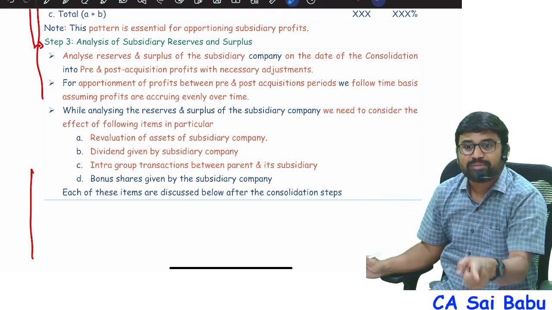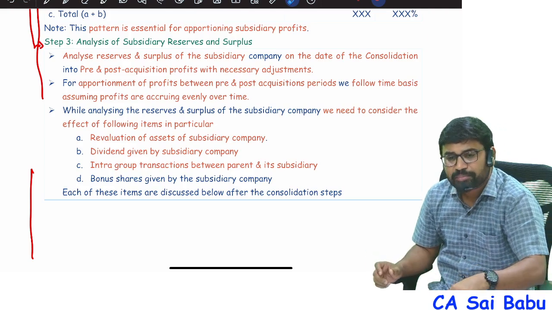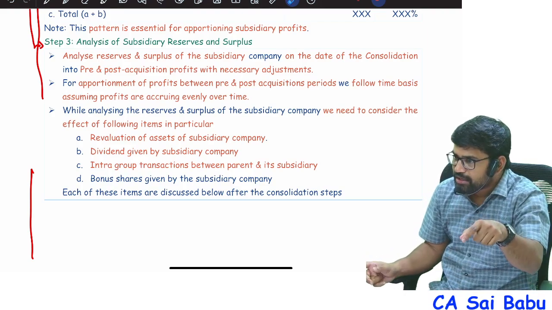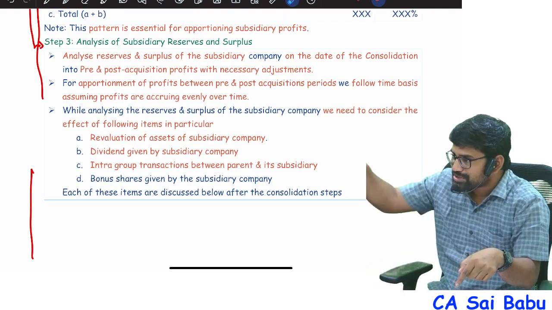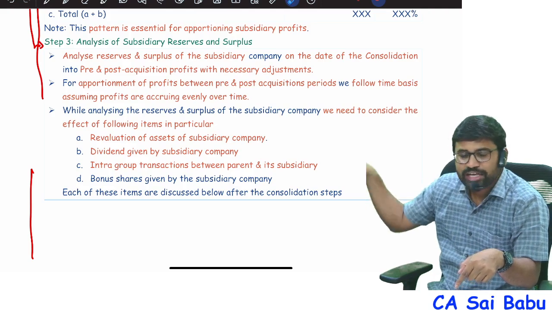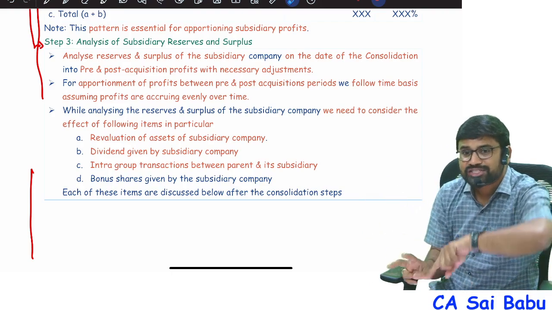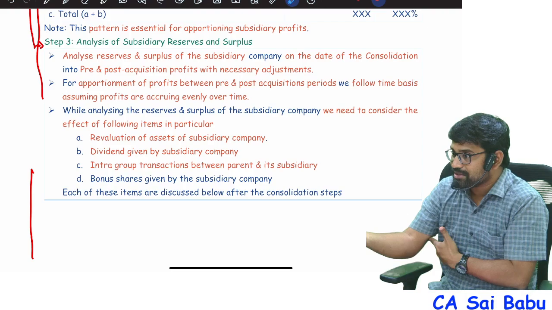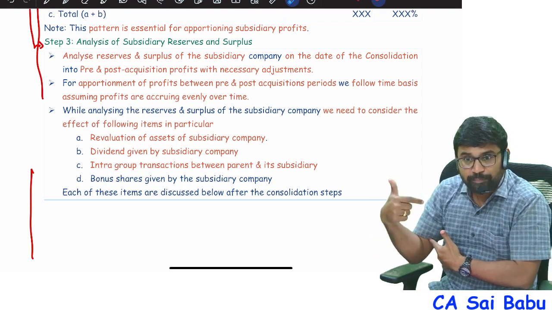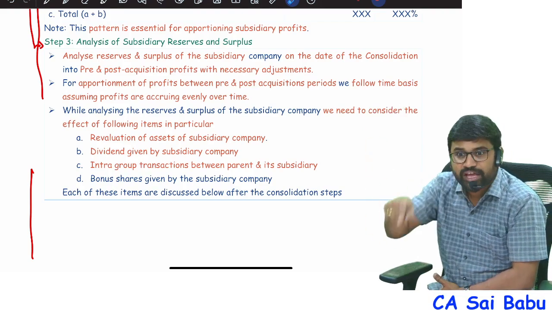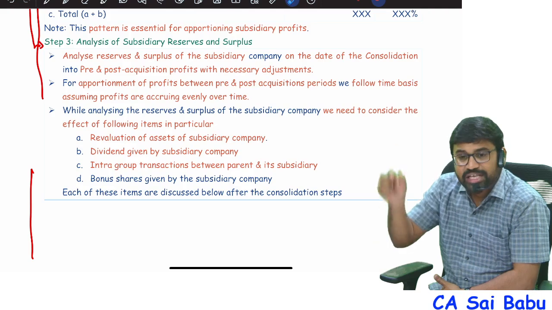Next, dividend given by subsidiary. Any dividend given by subsidiary company? Which source have they given it from? Pre or post? Pre: cost of investment will be adjusted. Post: credited to P&L account. Sometimes the parent company wrongly credited it to P&L instead of adjusting to cost of investment. Rectify it. How to rectify? Reduce it from the parent company reserves, and in step number 6, from the cost of investment, you deduct the pre-acquisition dividend. Right?